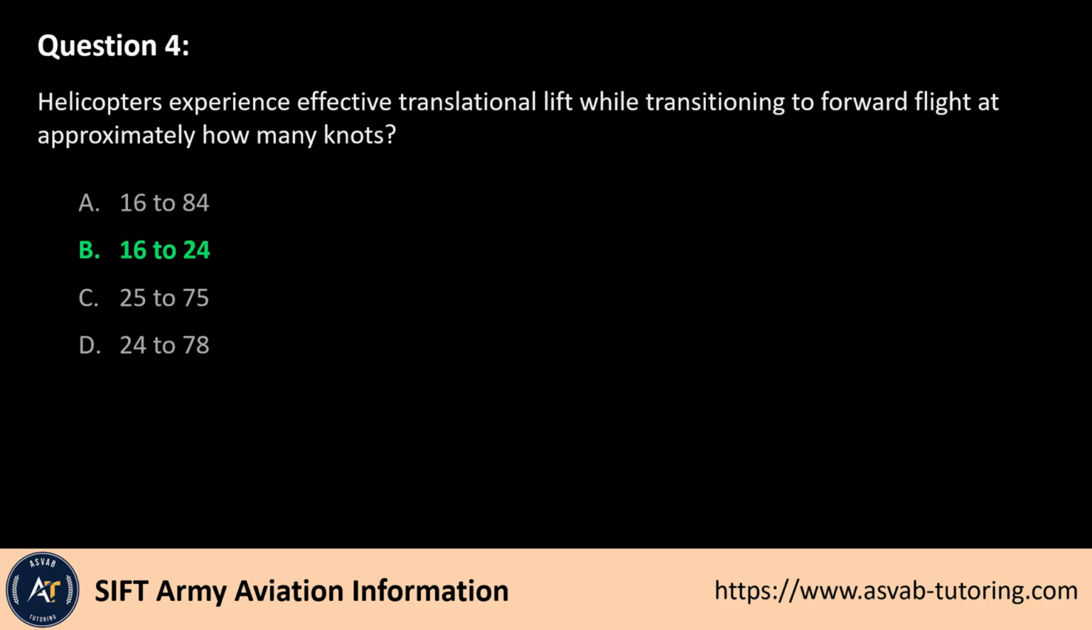Helicopters experience effective translational lift, ETL, during the transition to forward flight at approximately 16 to 24 knots. ETL occurs when the rotor system moves into undisturbed air, increasing lift and efficiency. At this speed range, the rotor blades are less affected by the rotor's downwash, allowing for smoother and more efficient lift production during forward flight.